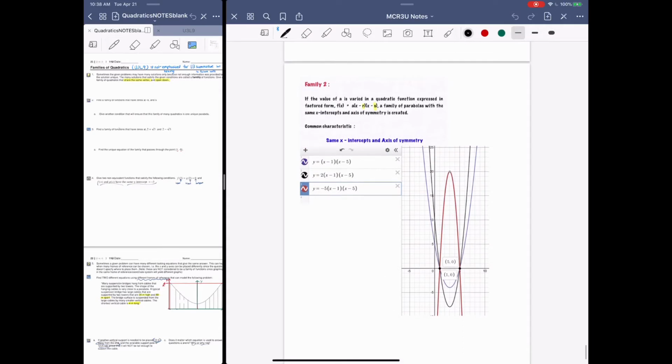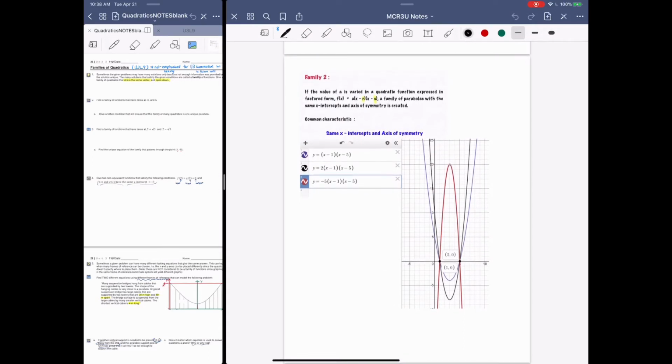Family number 2, when we work with the factored form, we have the same x-intercepts for this type of family. And if we have the same x-intercepts, as a result, we also have the same axis of symmetry, based on what makes a parabola. And therefore, this parabola has x-intercepts (1, 0) and (5, 0), again with varying a values. The only thing different between all of these, in this type of family, is that they have different a values.